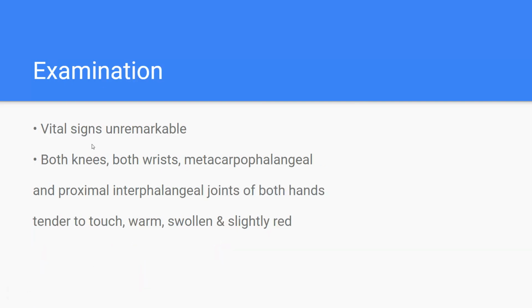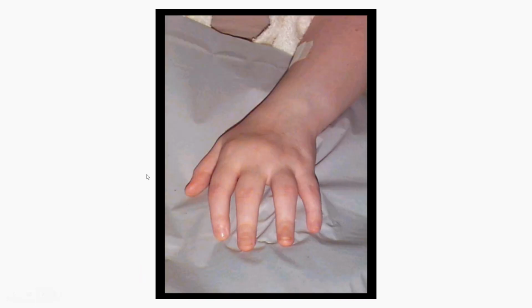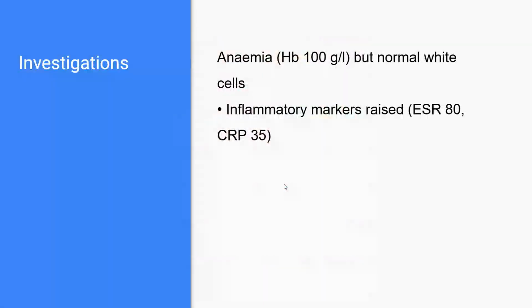So you examine her. Her vital signs are unremarkable. Both her knees, wrists, MCPs, and interphalangeal joints of both her hands are very tender if you touch them. They're warm, they're swollen, and they're slightly red. That's what her joint looks like. So you do an investigation. It shows she's anemic, which is like half the population, but normal white blood cell counts. Her inflammatory markers are raised. So her ESR is 80 and her CRP is 35.